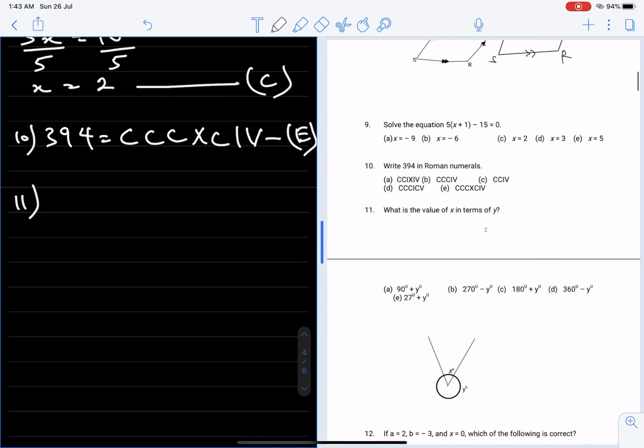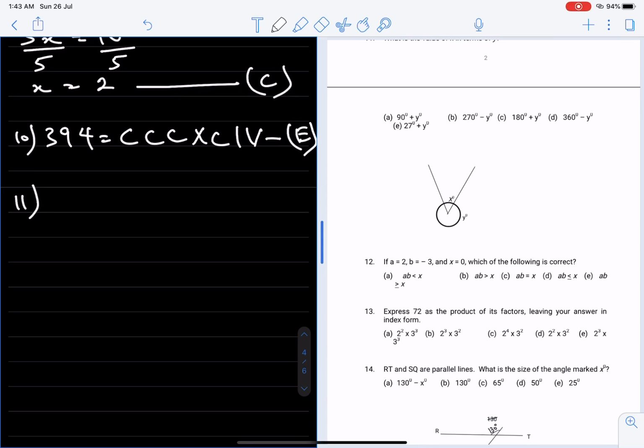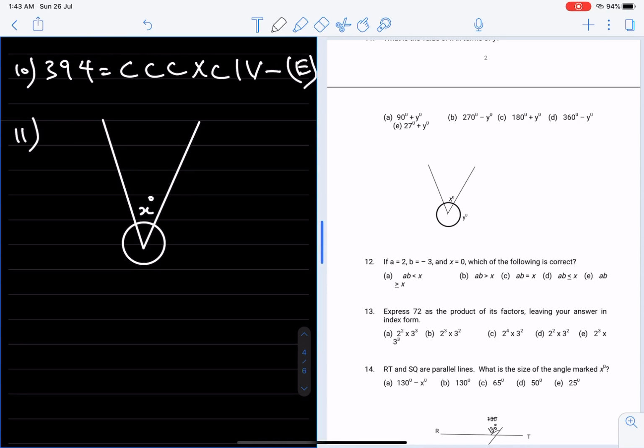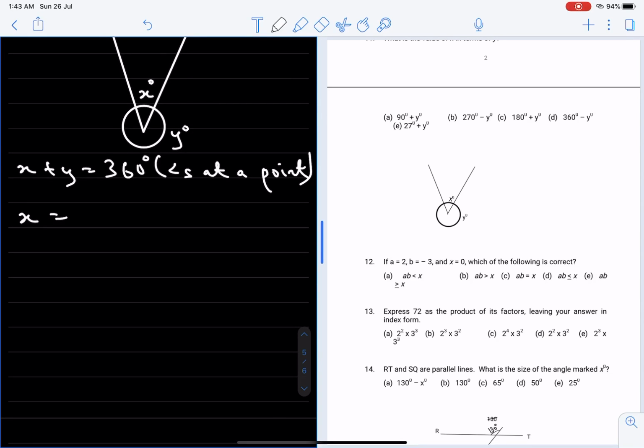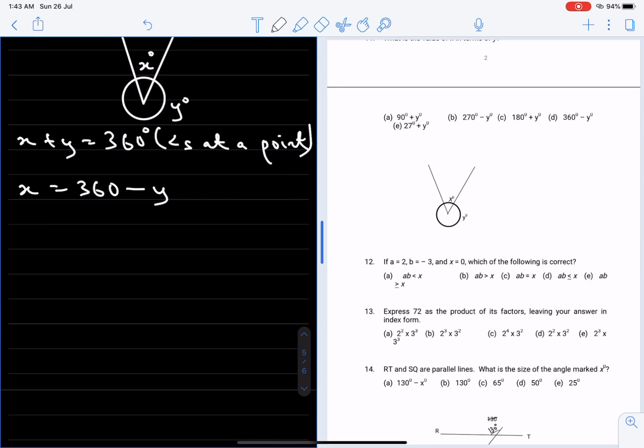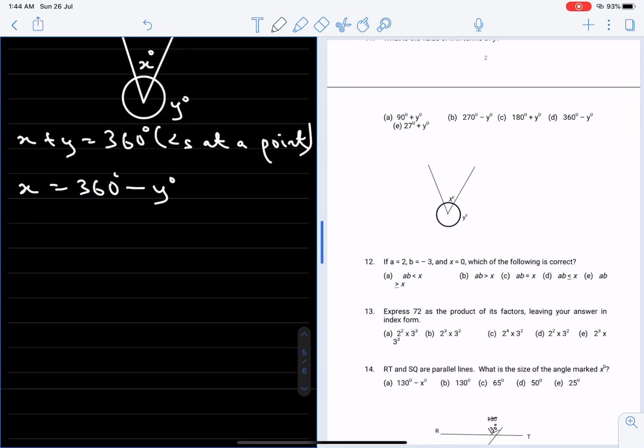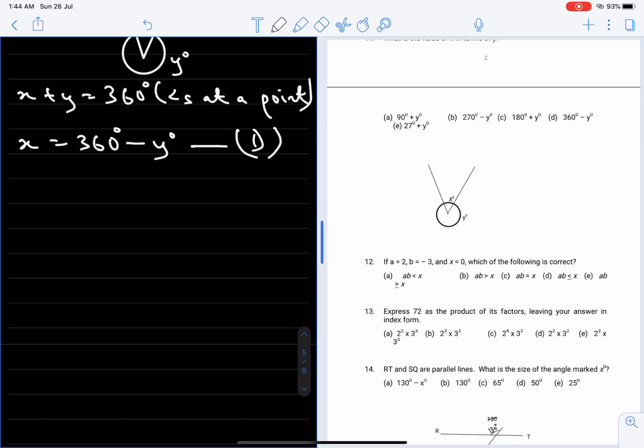What is the value of x in terms of y? Oh, this is another one. This is quite simple. If you have this, that's a full cycle. If this is x degrees and this is y degrees, that means x plus y equals 360 degrees. Angles at a point, sum of angles at a point, and that simply means x equals 360 minus y. 360 degrees minus y degrees. And the correct option is D. Now we go to the next, number 12.